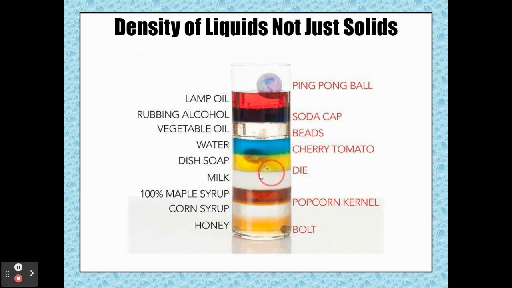So you could have a dice. Here we have a die that's been put in there. Here we have a bolt. The bolt is pretty dense, so it's going to sink all the way to the bottom. The die is somewhere in the middle. Here we have a bead. A ping pong ball is not very dense at all, so it's going to lay on top. And you can see that the layers, each of these different substances, are separated by their density. The higher you go up, the lower the density. The lower you go down, the higher the density. So I hope this is helpful.